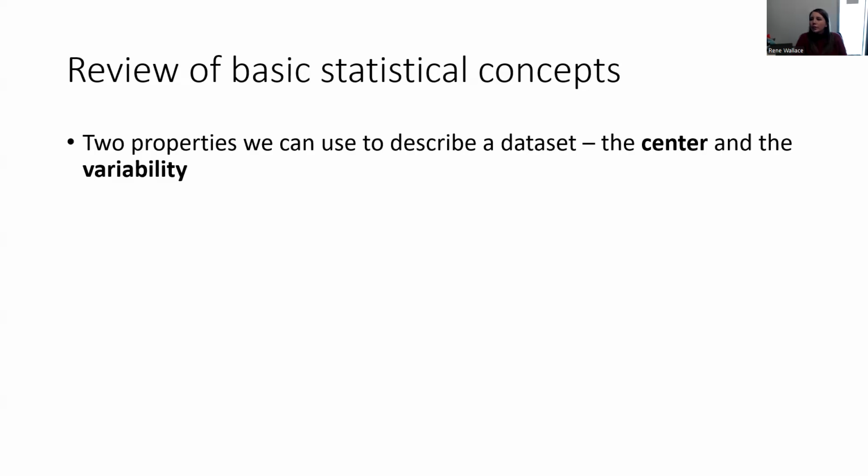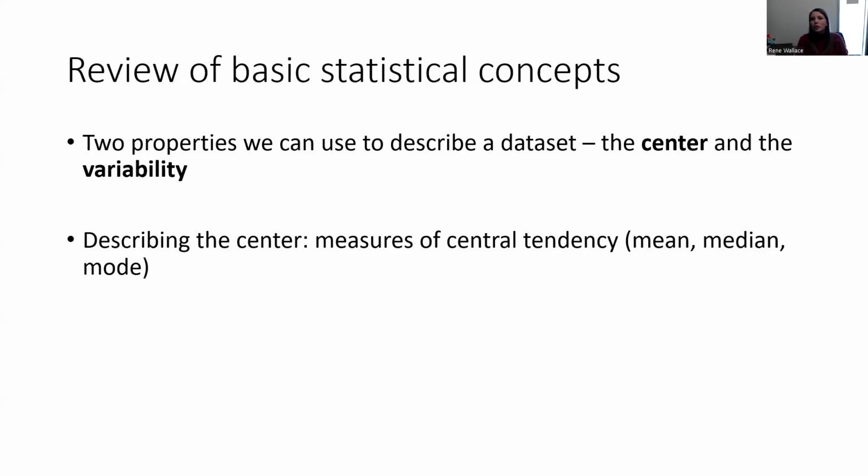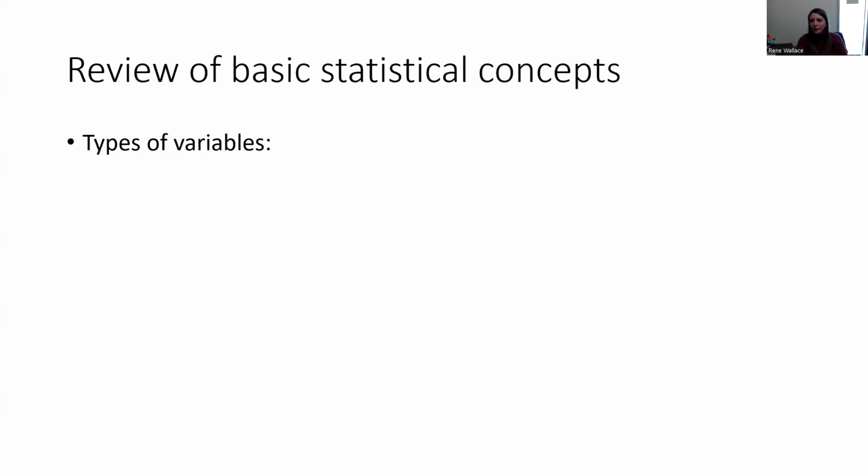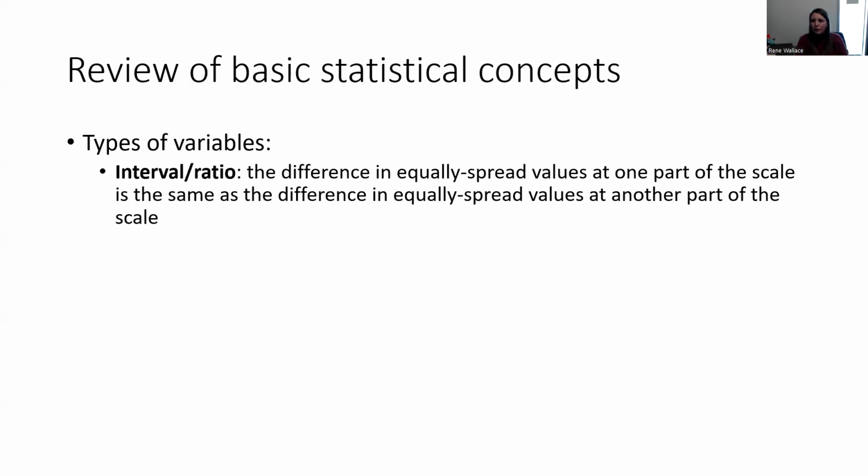Some properties we can use to describe our data set are center and variability. When we're talking about describing center, we're talking about measures of central tendency. So mean, median, mode. Those are the things I think you've probably heard in other courses, right? You probably know what the mean, median, and mode is. And then the other one is our types of variables.